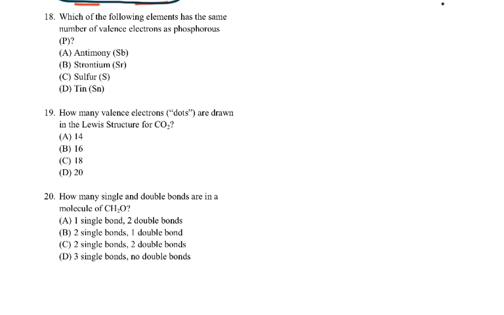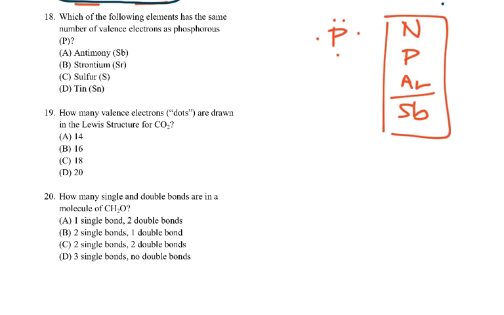18, which of the following elements has the same number of valence electrons as phosphorus? Hopefully you look at phosphorus on the periodic table, it's got 5 valence electrons. So who else is in that column? There's nitrogen, and below that is phosphorus, below that is arsenic, below that is antimony. So it's one of these that we're looking for, and there it is, antimony. Strontium has 2, sulfur has 6, tin has 2, I think. No, that's not right, it doesn't have 2. But anyway, it's not the right answer. So antimony is the right answer.